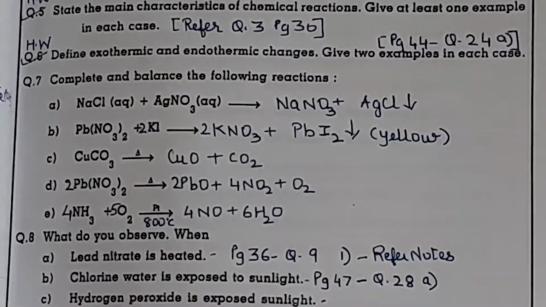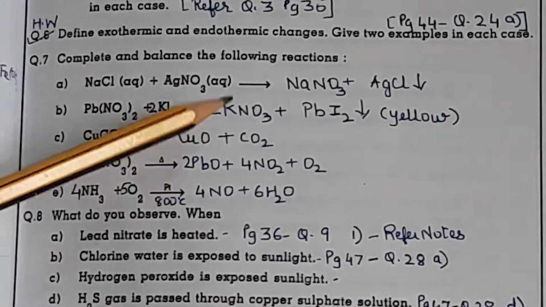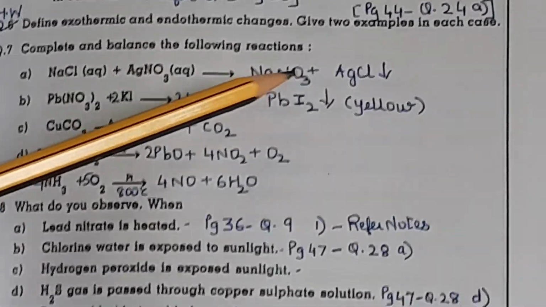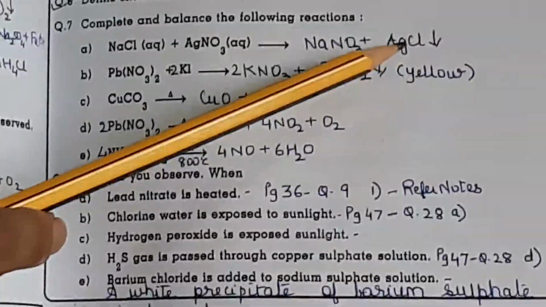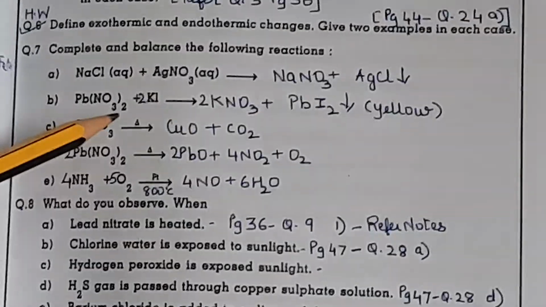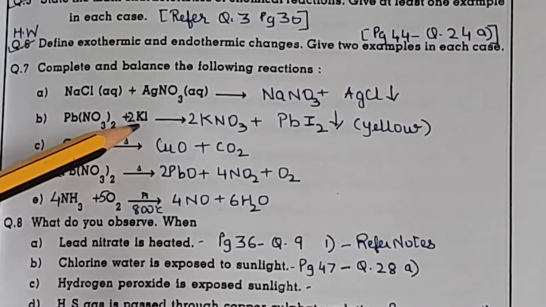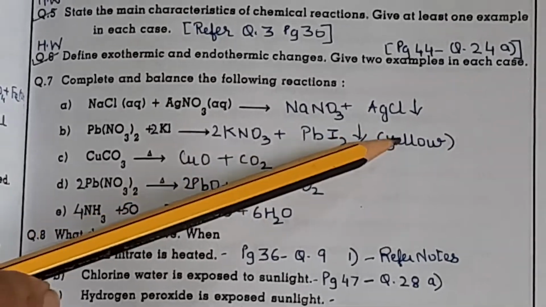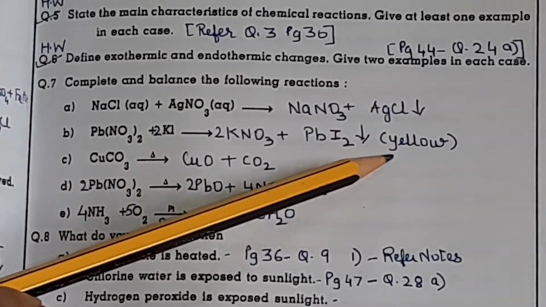Now next is complete and balance the following reactions. So first is NaCl plus AgNO3. So it will give you NaNO3 plus AgCl. Again this curdy white precipitate. Okay, this is already balanced. Next Pb(NO3)2 plus 2 KI will give you 2 KNO3 plus PbI2. This is yellow in color. Lead iodide is a yellow precipitate.